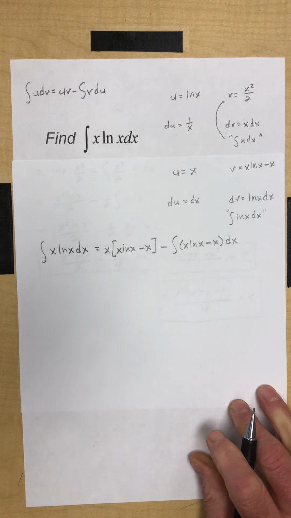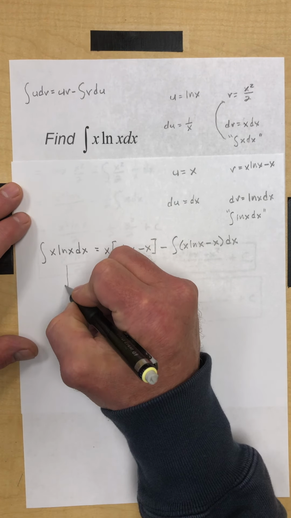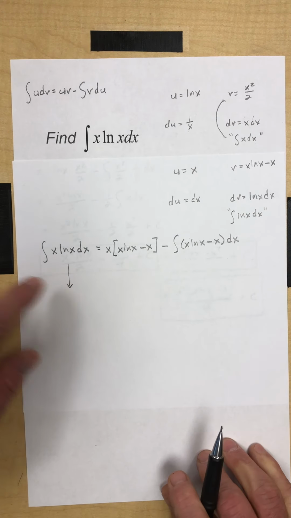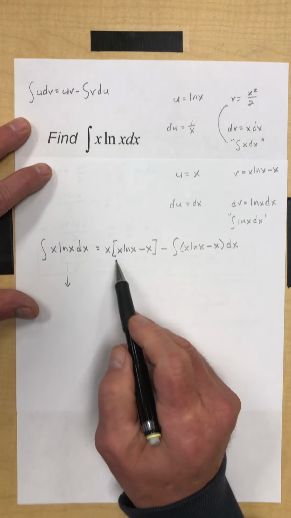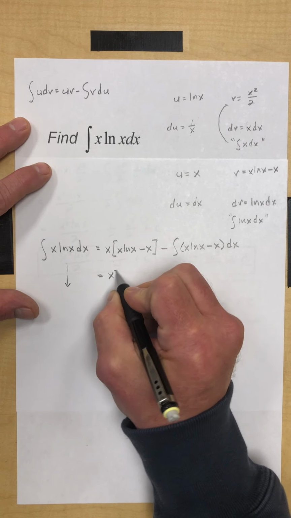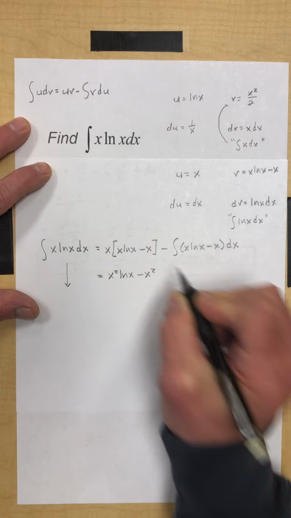All right, now this guy, I'm going to bring him down. I'm not going to rewrite it, but I'm going to bring him down. You'll see as we get towards the middle of the problem why this guy's really important, and it's a cool little technique that comes up every now and then. All right, so right here I'm going to distribute the x. So I get this x squared natural log of x minus x squared.